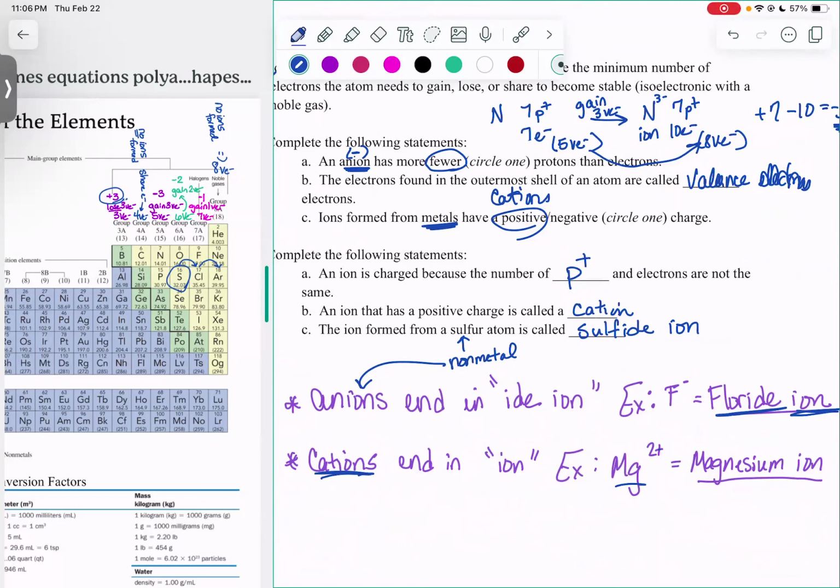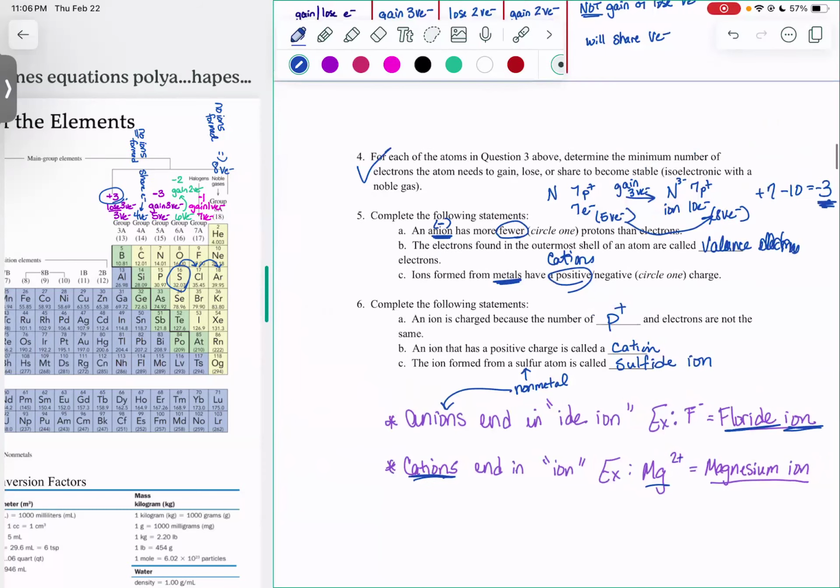If, on the other hand, you had something that was a cation, like magnesium, if you turn it into an ion, it's going to have lost its 2 valence electrons. And so all you do is put the name of the element, magnesium, and then put the word ion behind it. Pretty easy stuff. All right. Hope this helps. And stay tuned for part 3.